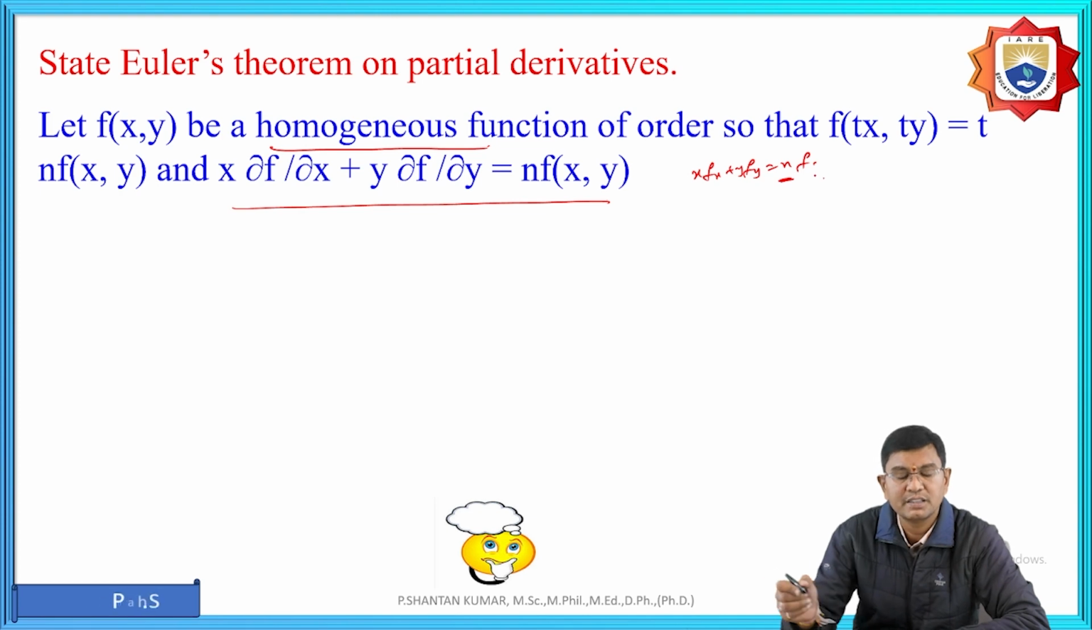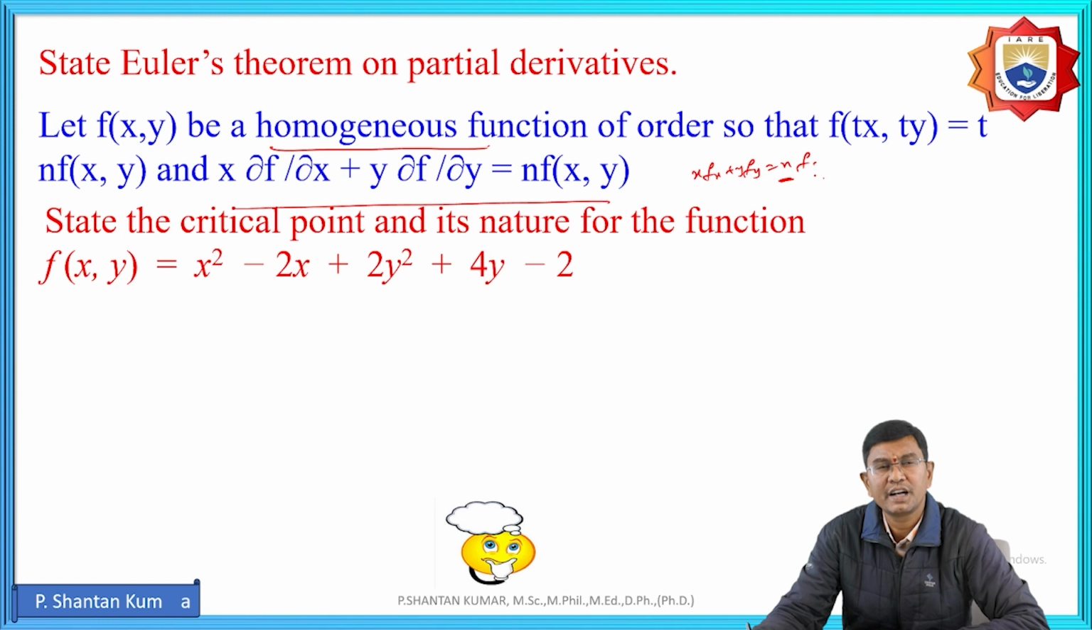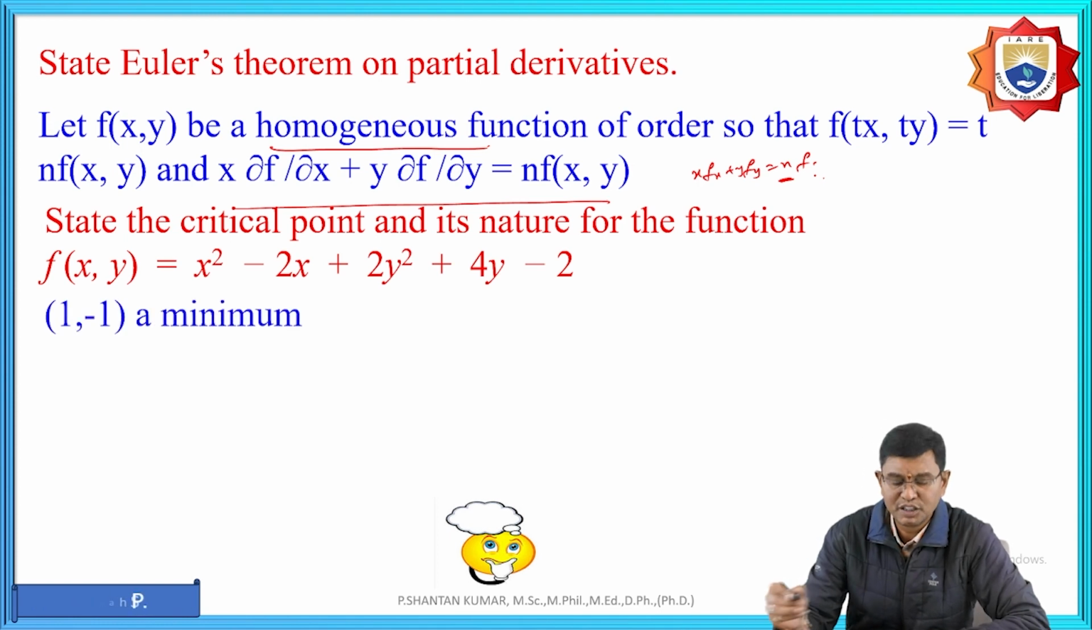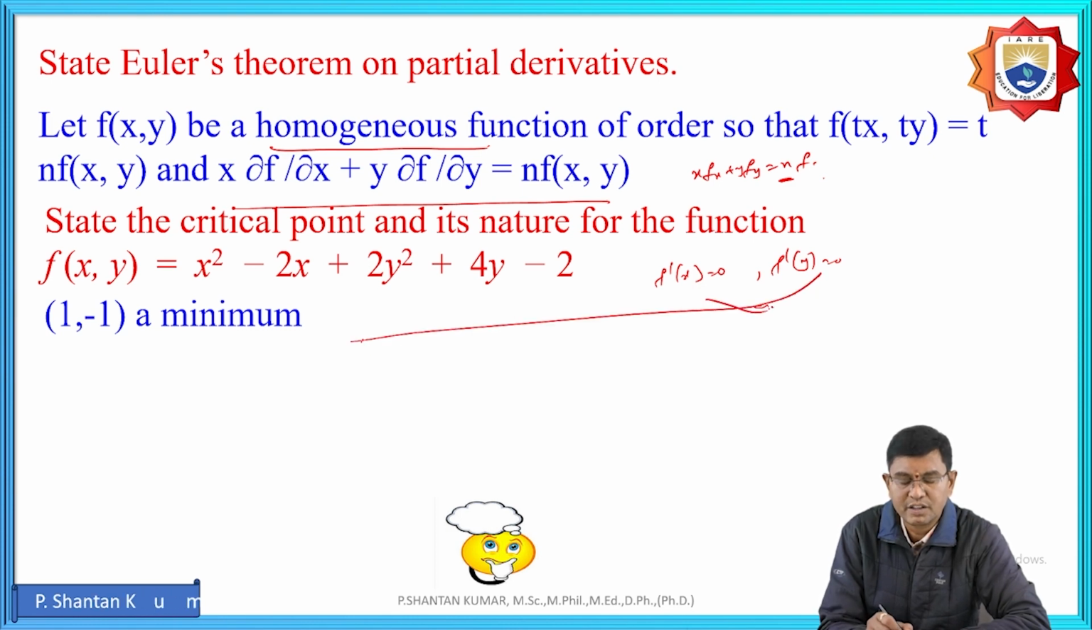That is nothing but the first order derivative. Critical point is nothing but, same as in the first one, f dash of x is equal to 0. By solving that, we get the particular value.